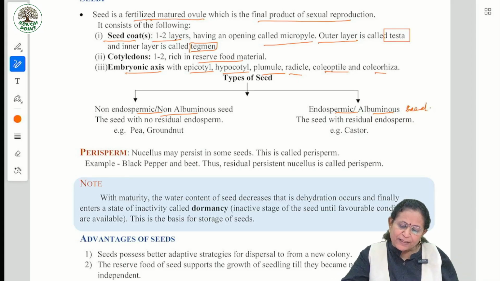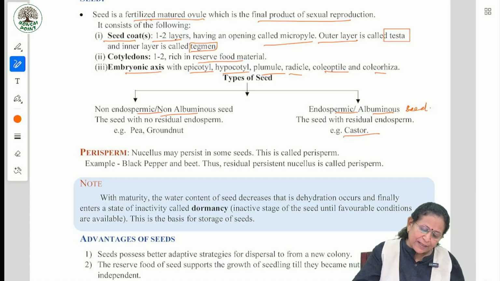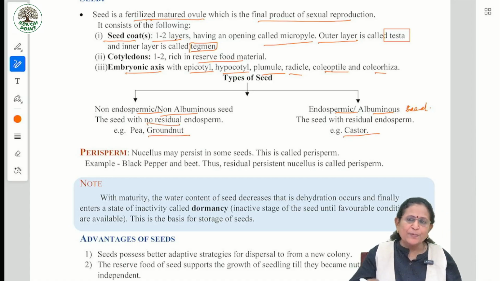The seed with residual endosperm, example castor. Here there is no residue of the endosperm, example coconut.